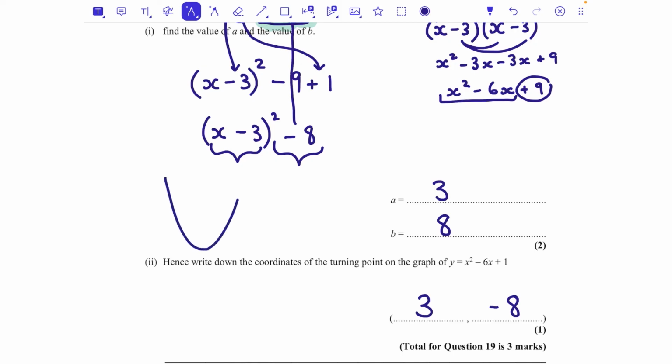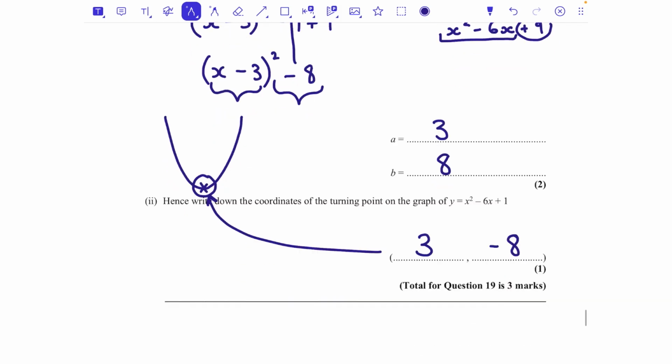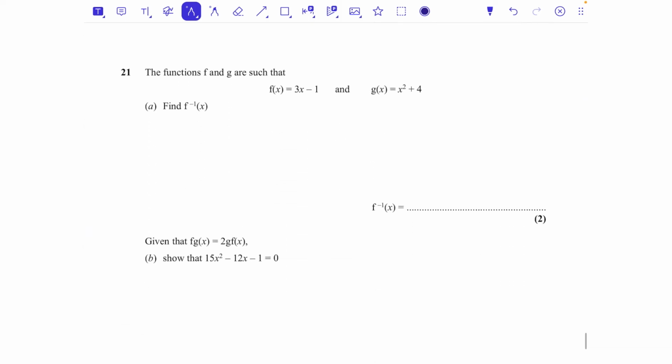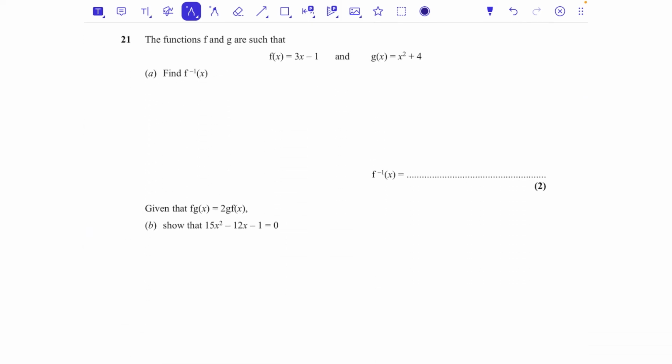So this quadratic comes down, goes back up. That turning point there is 3, minus 8 on a graph. Okay, quite tricky that. Question number 21. The functions f and g are such that f of x equals 3x minus 1 and g of x equals x squared add 4. Find f to the minus 1 of x.